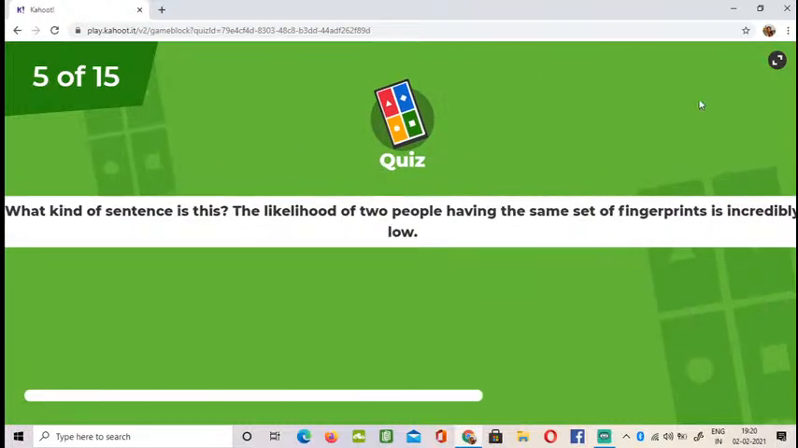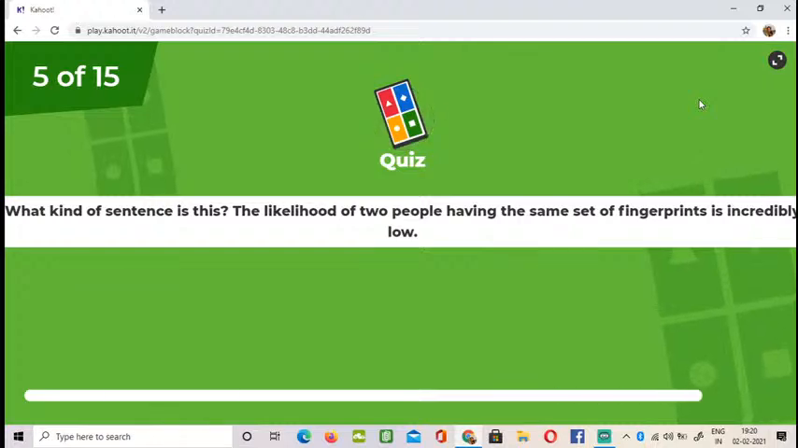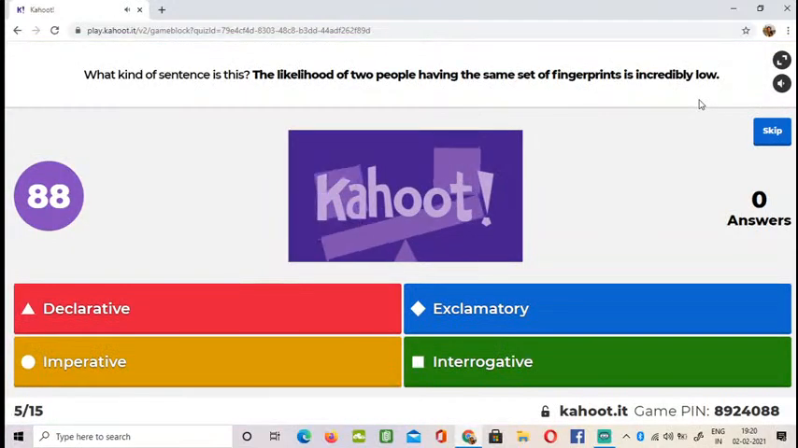The question is, the likelihood of two people having the same set of fingerprints is incredibly low. Come on guys, you're having plenty of time to answer it. It's not a tough one. These are the basics.